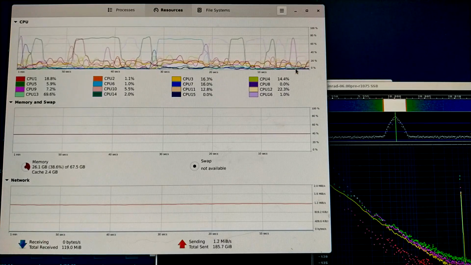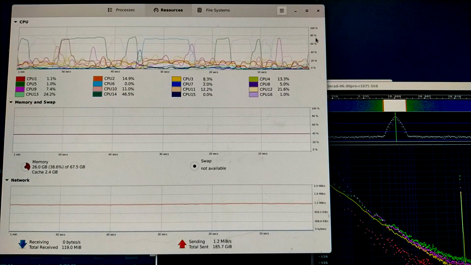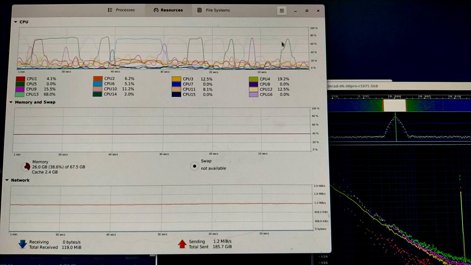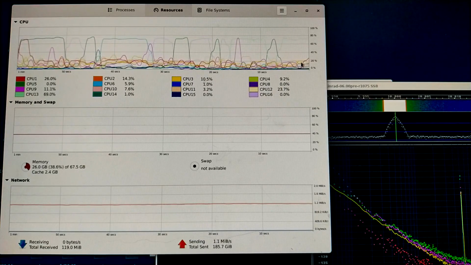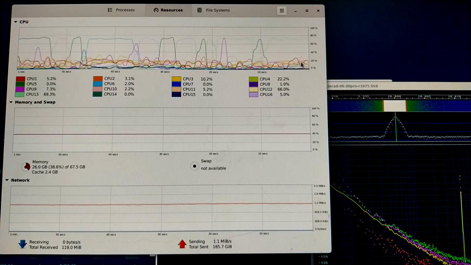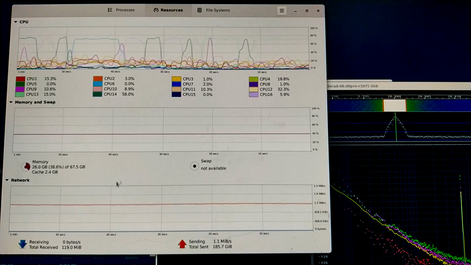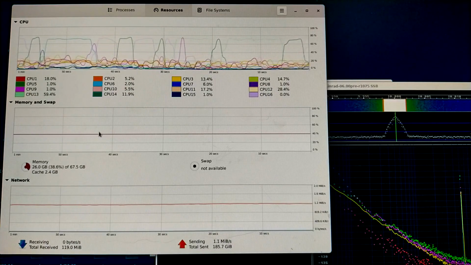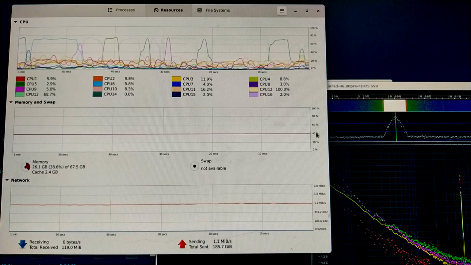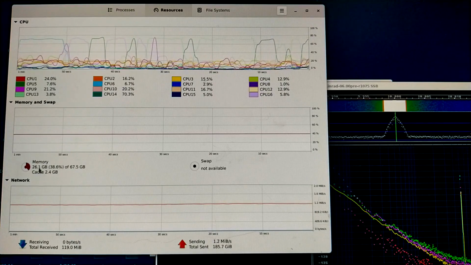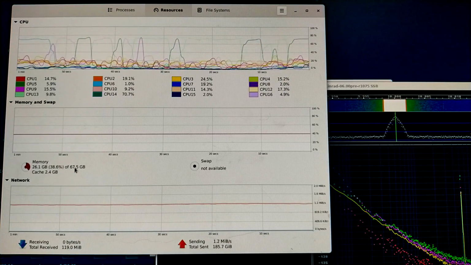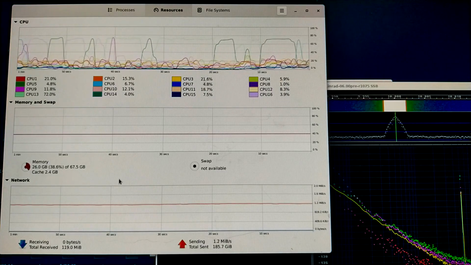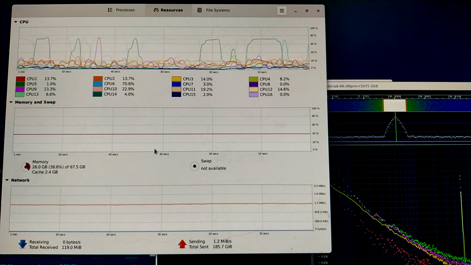The system monitor shows that I am using about 80% on some CPU cores, but most of them are below 20%. The memory, I'm using 40% of the memory, 26 gigabyte. I have 67.5 to use. And, well, so I'm not overloading the machine.